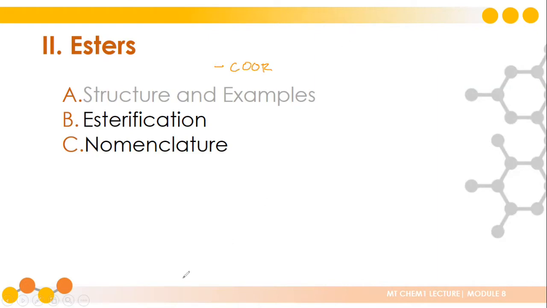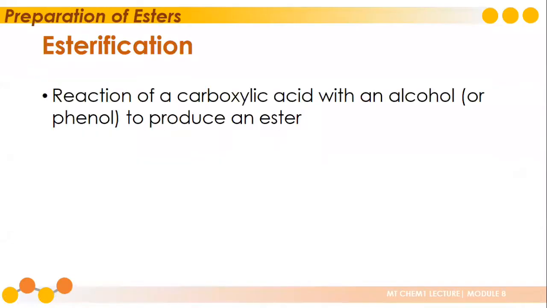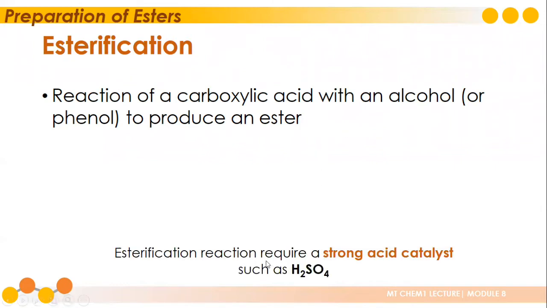What is esterification? Esterification is the reaction of a carboxylic acid with an alcohol or phenol to produce an ester. So esterification is simply the preparation of esters. When esterification happens, we are producing an ester using a carboxylic acid and an alcohol. Esterification requires a strong acid catalyst, such as sulfuric acid.